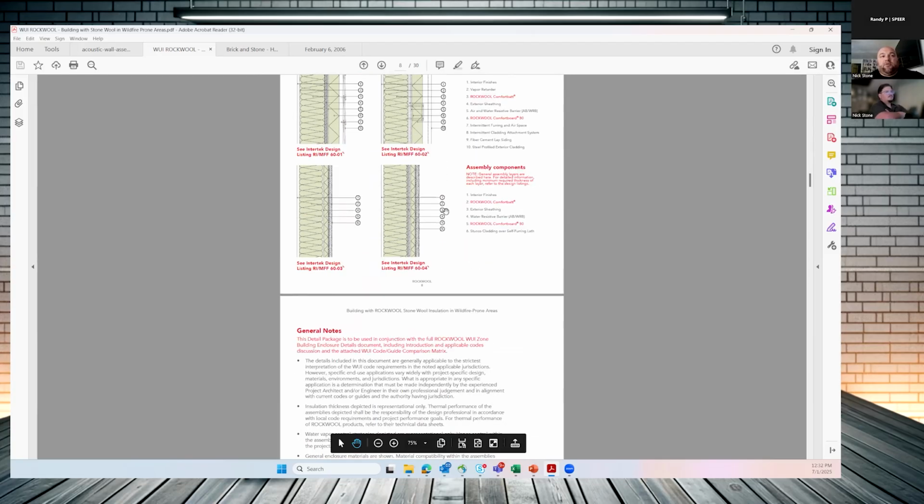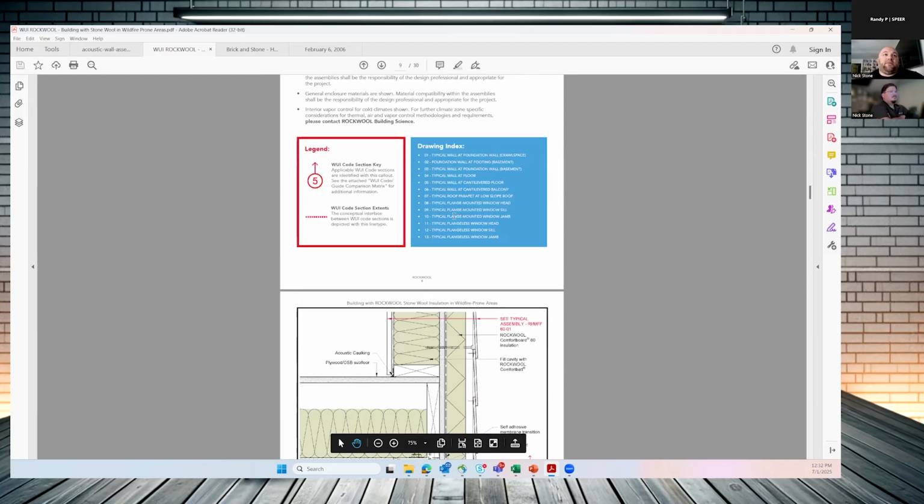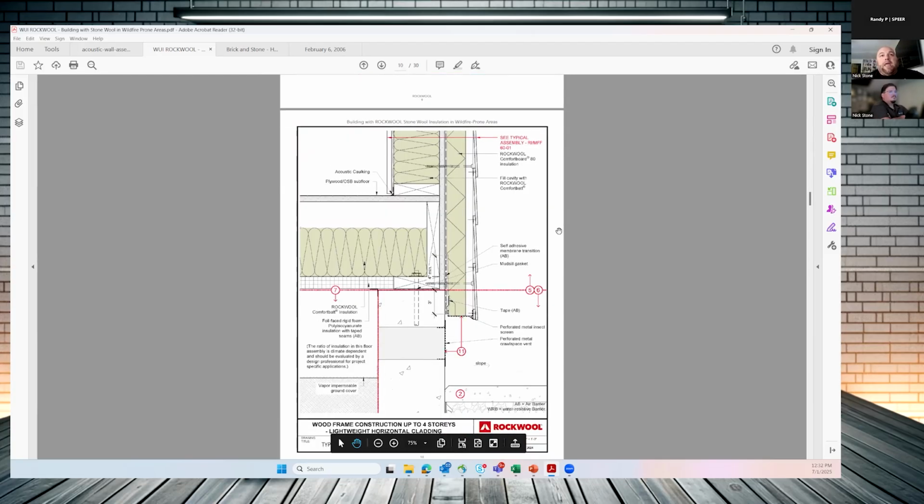So just a really great document, again, to look at some of these details. It will actually go through what those details look like. So if you're adding that exterior insulation, it shows you how to detail those bottoms.